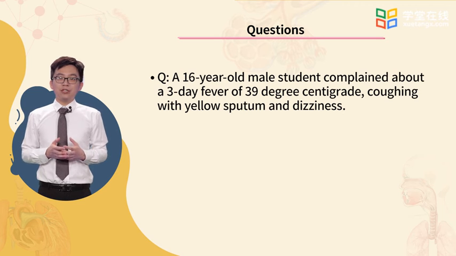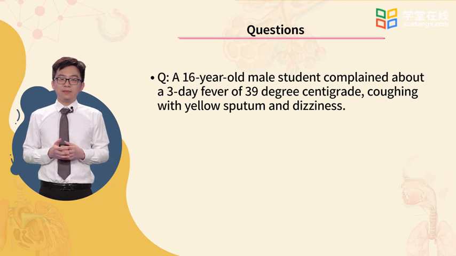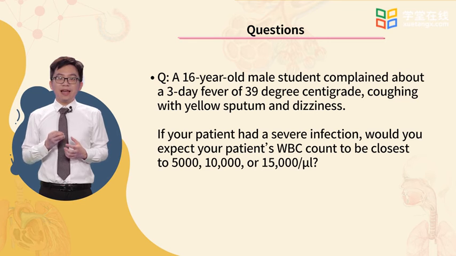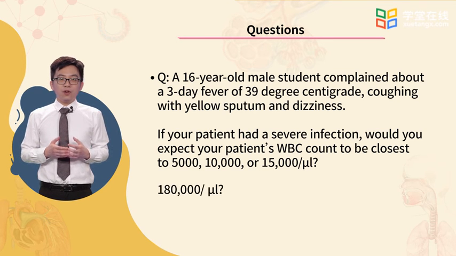It sounds like your patient probably had an infection. So the questions are, would you expect to see an elevated count in white blood cells to be closest to 5,000, 10,000, or 15,000 per milliliter? What if 180,000 per milliliter? What are these conditions called?